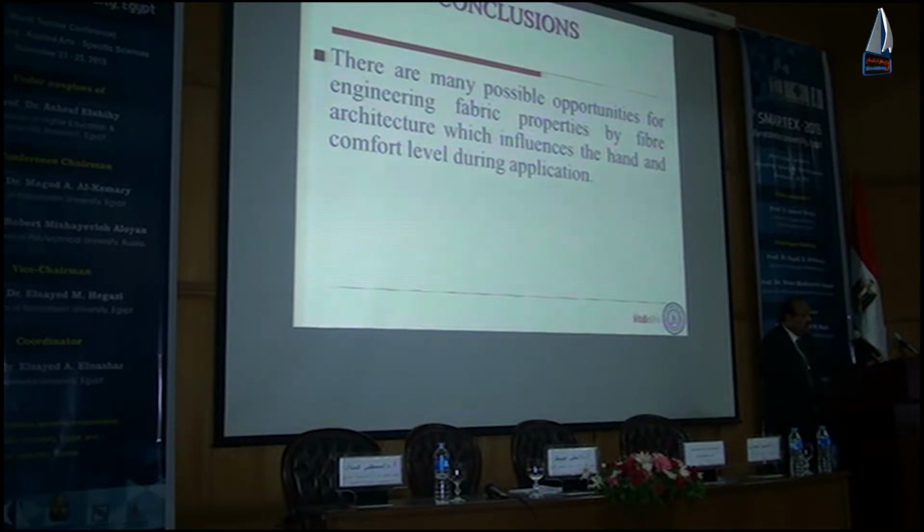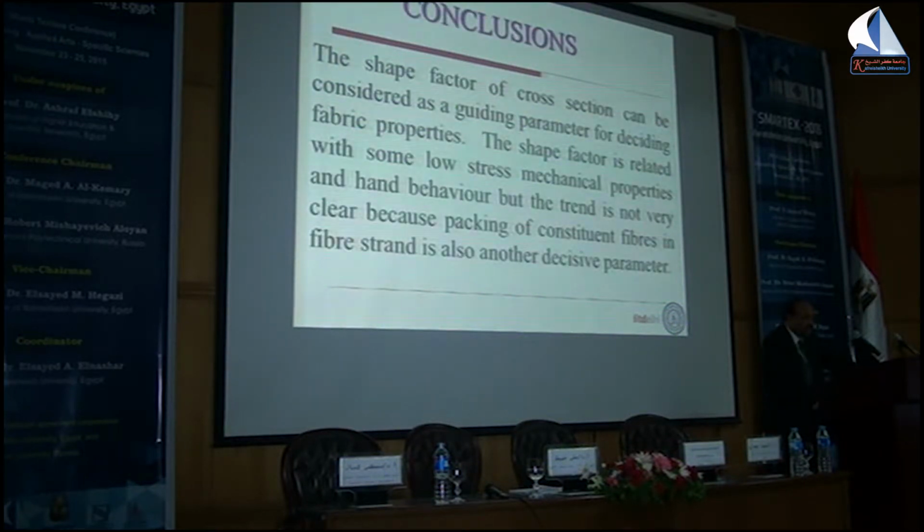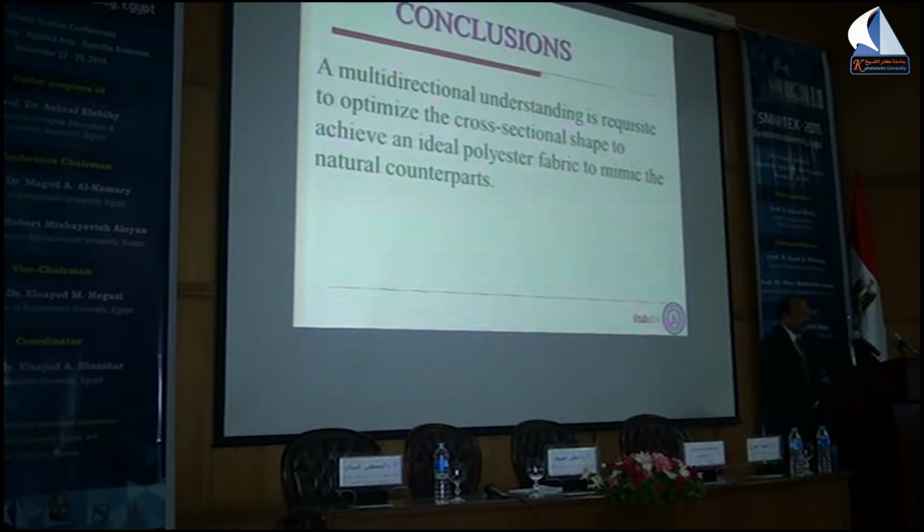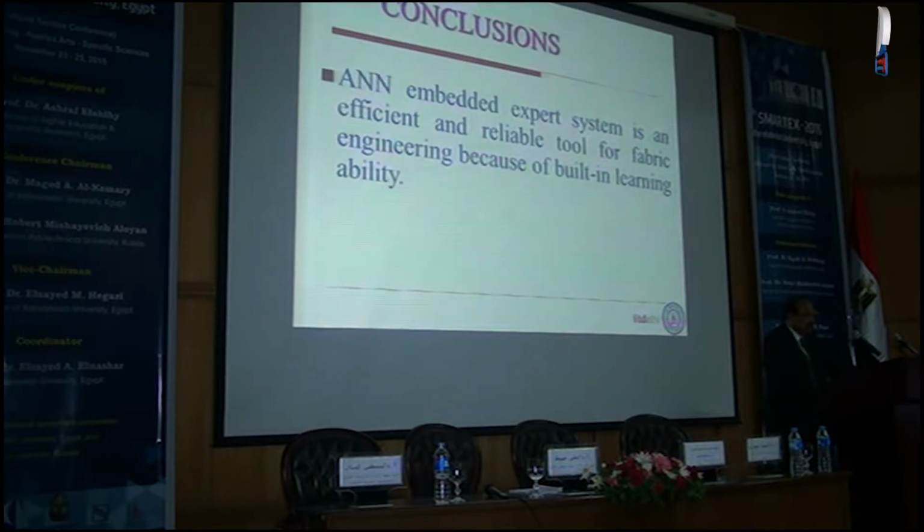The first one was by changing the architecture of a fiber, one can change the hand value of a fabric. Then the shape factor can be taken as one of the key indicators in deciding the fabric properties. As you have seen, the shape factor has a very strong correlation not only with the hand value but with all transmission behavior of the fabric. A multi-directional understanding is required to optimize the cross-sectional shape to achieve the ideal polyester fabric for different properties.